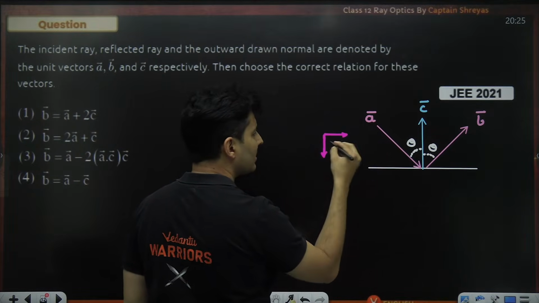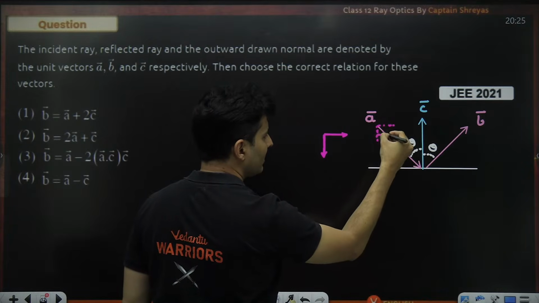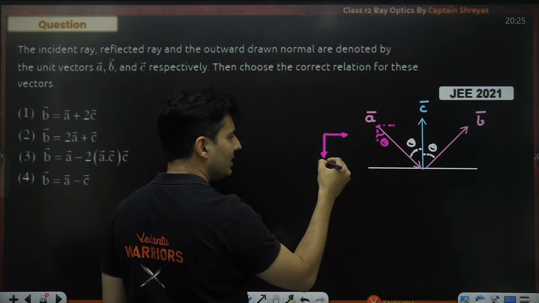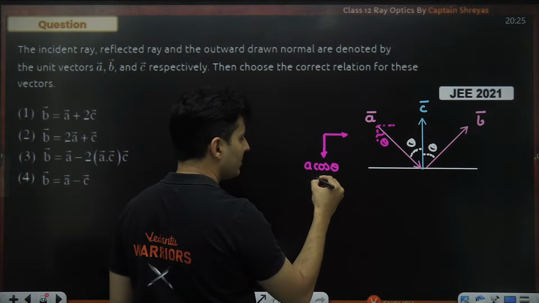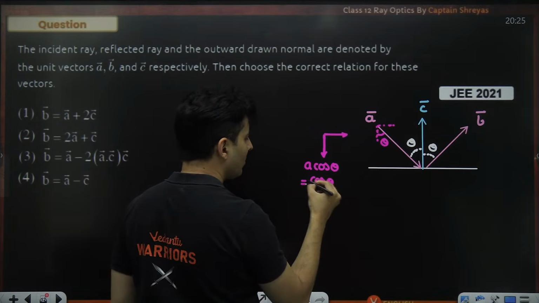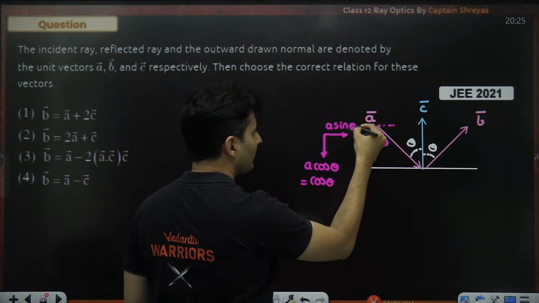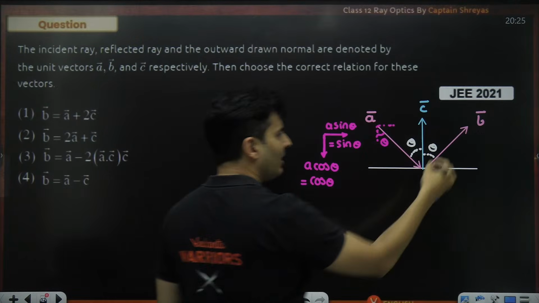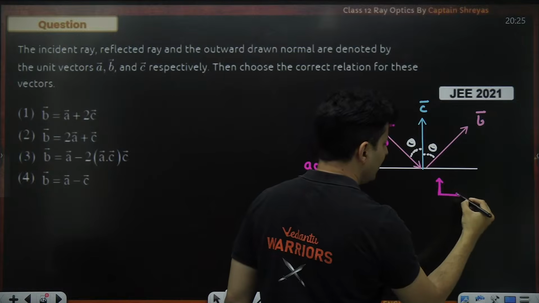So if this is theta, obviously this is also going to be theta only. This is also going to be theta. So this will be cos theta. So it will be A cos theta, but A is 1, so it will just be cos theta, because the value of A is 1. And this will be nothing but A sin theta, which means it will just be equal to sin theta. Same way I can split up B into two parts.